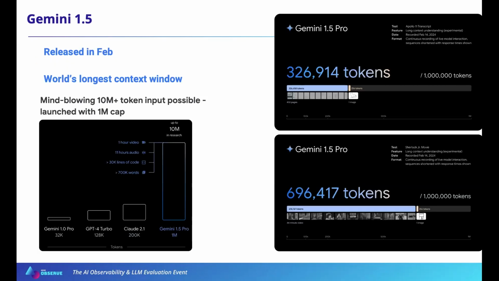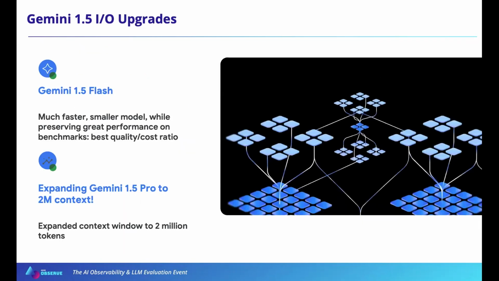And in February of this year, we released Gemini 1.5. The goal for 1.5 was to push the context window as far as possible. We released it with a 1 million token capacity, which is 1 hour of video, 10 to 11 hours of audio, or 700,000 words. You can send in large PDFs as one input to the model and get responses back. So that was the goal, to push the context window as much as possible with Gemini 1.5.